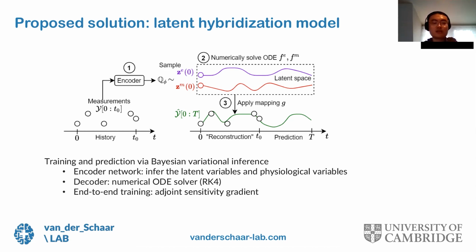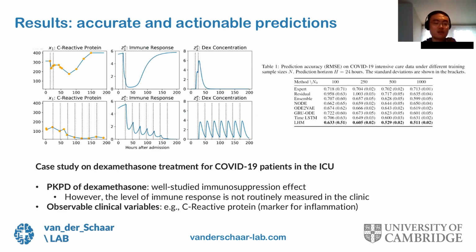In addition to extensive simulation studies, we performed a case study on dexamethasone treatment for COVID-19 patients in the ICU. Dexamethasone is one of the first drugs approved for COVID-19 treatments, and the PKPD of dexamethasone is well understood. The drug has an immunosuppression effect and can be used on patients with cytokine release syndrome. However, if the dosing of dexamethasone is too high, it may oversuppress the immune system and become detrimental to the recovery. So it is very important clinically to keep the level of immune system right. And here, the level of immune response is a physiological variable modeled by PKPD, but it is not observed in clinical setting.